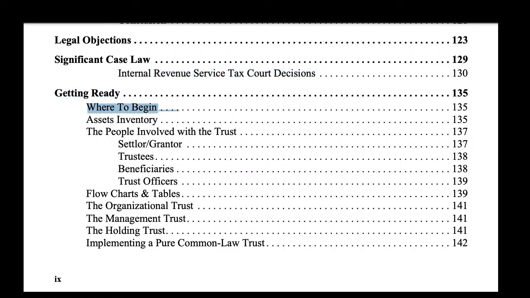We'll go over where to begin, assets inventory, the people involved with the trust. We're going to identify the settlor grantor, trustees, beneficiaries, trust officers. We'll have some flow charts and tables to go over, the organizational trust, the management trust, the holding trust, and implementing a pure common law trust.